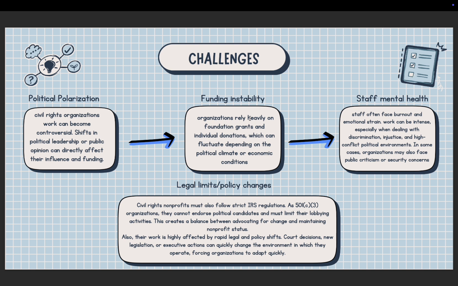This also could mean poor staff mental health. They often burn out or face emotional strain. Their work can be considered intense at times, especially when dealing with discrimination, injustice, and high conflict environments. In some cases, organizations may also face public criticism or security concerns.